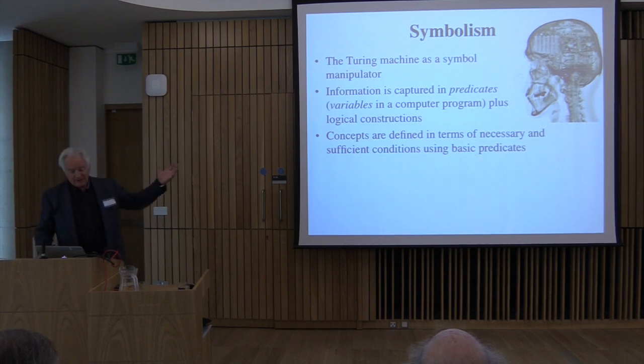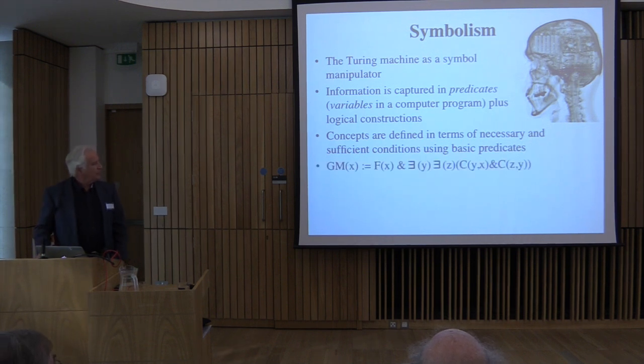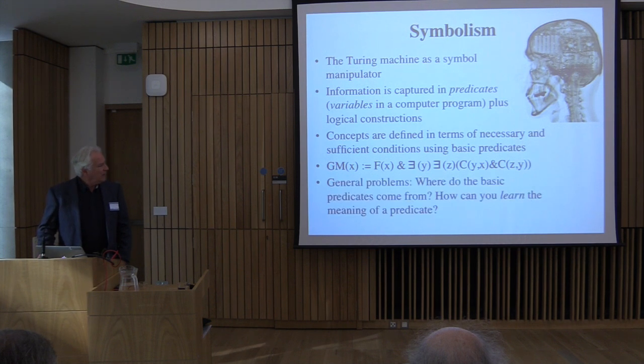And that's been standard. I mean, there are programming languages like Prolog that are built up more or less on this assumption. So this is a typical definition. A grandmother is a female X, and then there is a Y and a Z, so that Y is a child of X and Z is a child of Y. I mean, this is a standard definition of grandmother in terms of necessary and sufficient conditions.